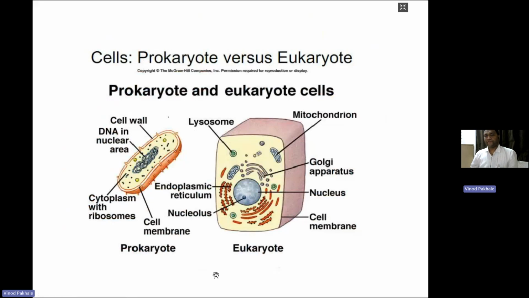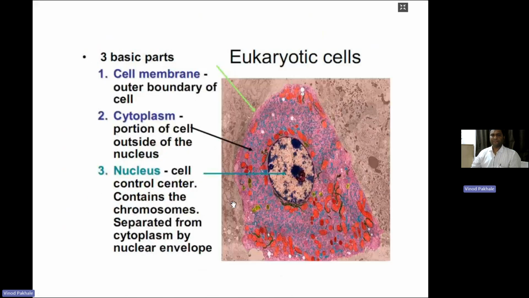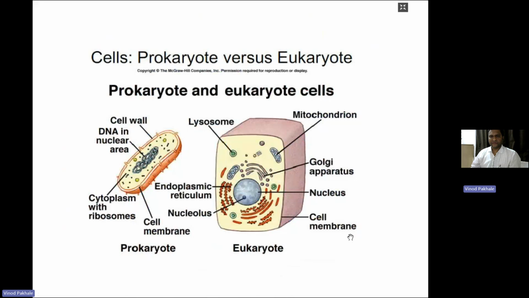But if you compare with the eukaryotic cell, it has multiple components present, and these cells are available in advanced types of animals like human beings, and bigger animals like elephant, tiger, and so on. Okay. So basically in the eukaryotic cell, if you observe this diagram carefully, centrally there is a big nucleus, then endoplasmic reticulum, cell membrane, Golgi complex, mitochondria, and lysosomes.